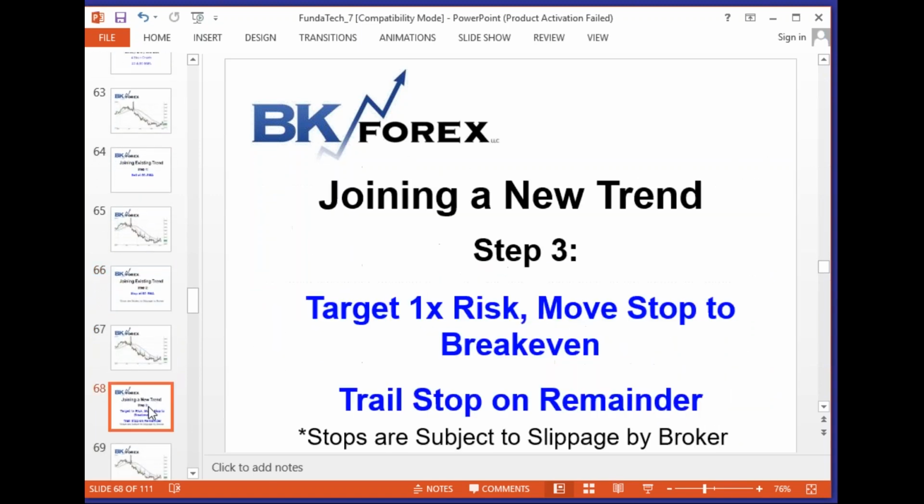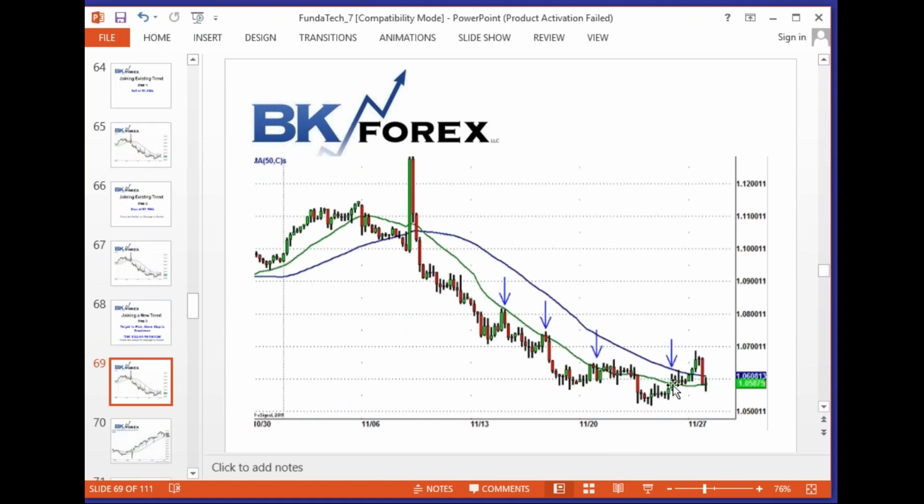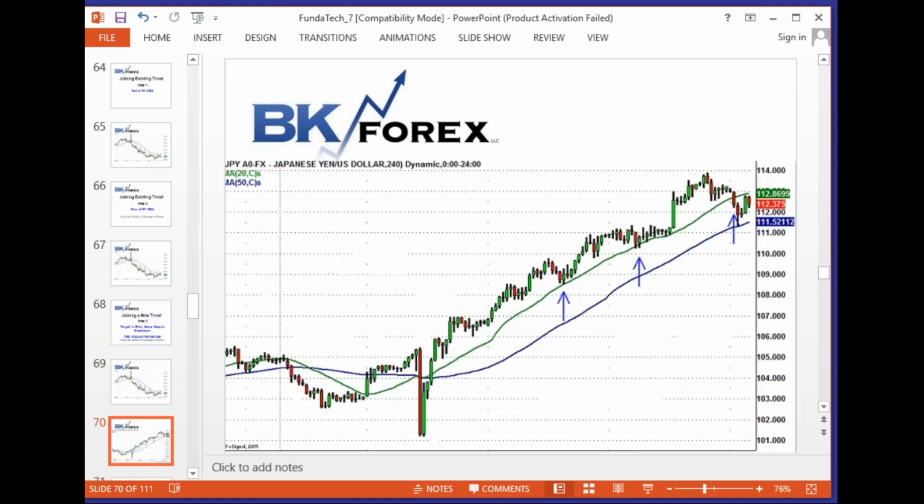So this is what you're seeing. And then your target would be 1 times risk, and move your stop to break even when it reaches your target. So that's what you can do using this chart. And even an uptrend in dollar yen, which is that first example I showed you, you're in an uptrend, you can buy whenever it touches the 20-period SMA in the 4-hour chart with a stop at the 50-period SMA.